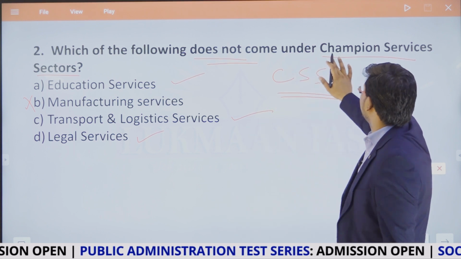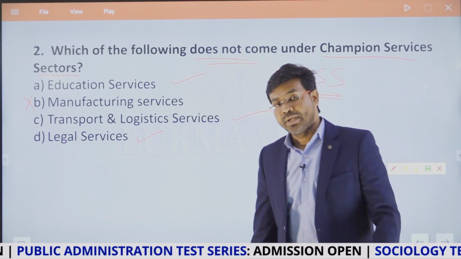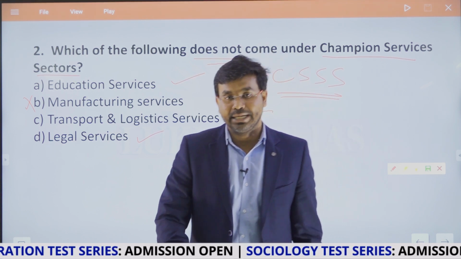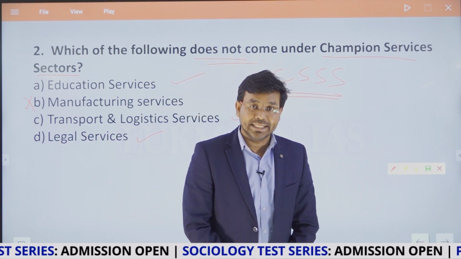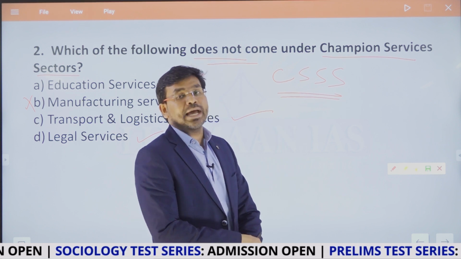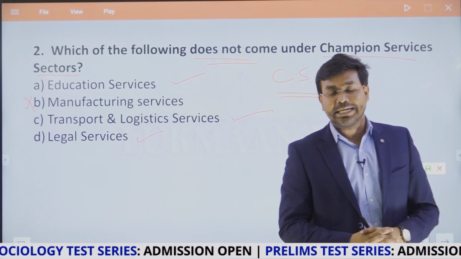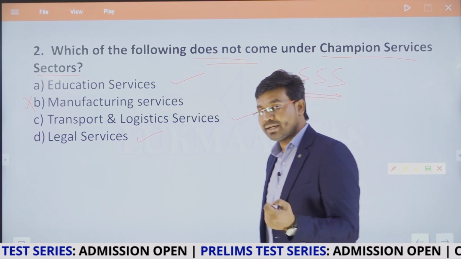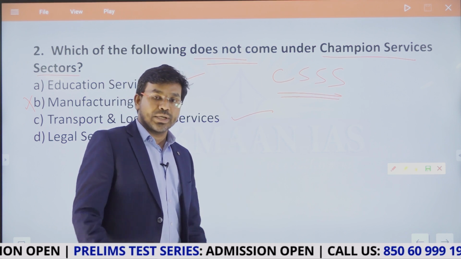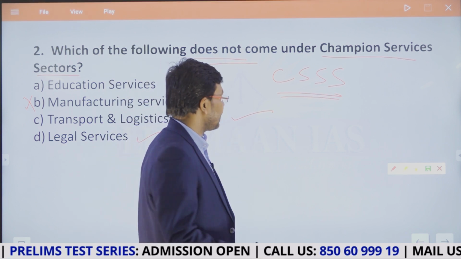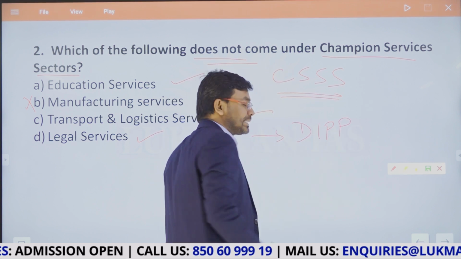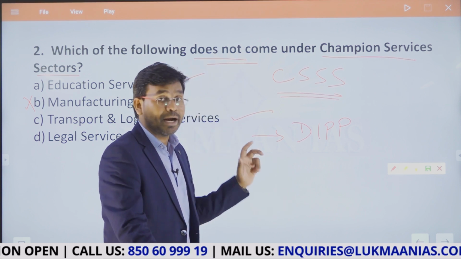Because this particular scheme, the champion services sectors scheme, was conceptualized in the year 2018, and now we are in 2023. It's been almost 5 years that this scheme is in place. At that point of time, the secretaries from different states came together and suggested to the government that we can have a champion services sectors scheme. At that time there were 2 bodies. One was known as the Department of Industrial Policy and Promotion, in short DIPP, and there is another, the Department of Commerce.